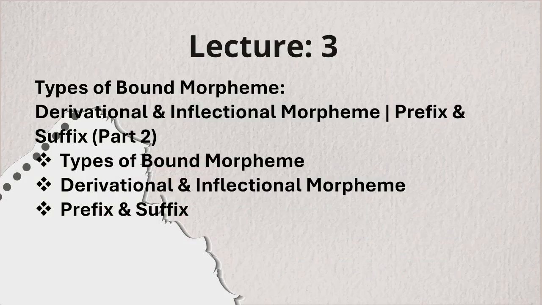In this lecture, we'll explore the types of bound morphemes, focusing on a detailed discussion of derivational and inflectional morphemes. We'll then examine their two forms, prefixes and suffixes, and wrap up with a summary of the complete classification and subclassification of morphemes.